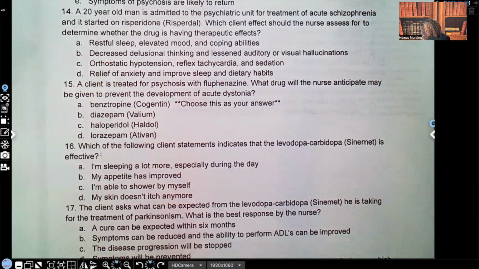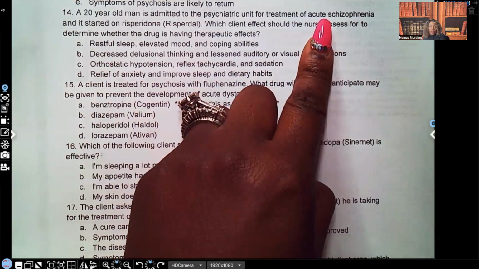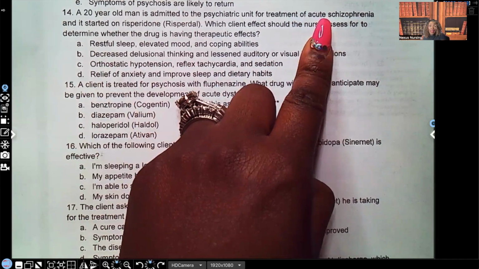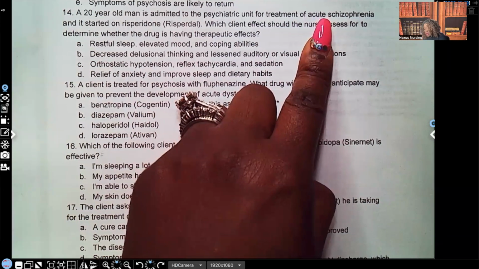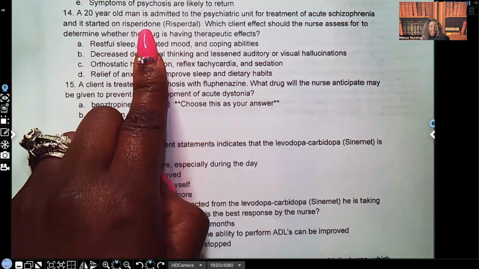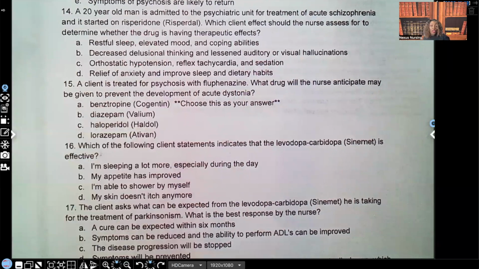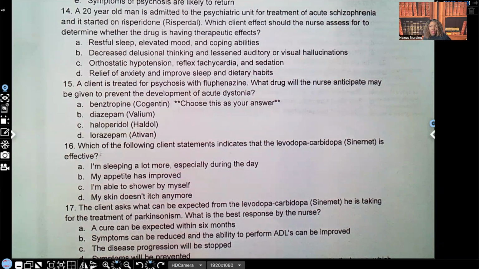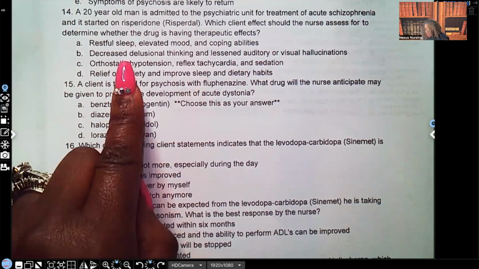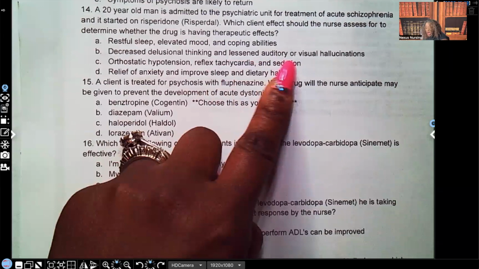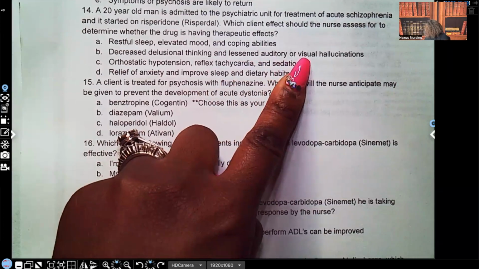So go back to the question. They tell us that the patient's being treated for schizophrenia. Remember, guys, schizophrenia is a psychotic disorder where the patient's having hallucinations. They're on Risperdal, which is an antipsychotic. So which effect should the nurse assess to determine whether the drug is being therapeutic or not? Well, we're giving an antipsychotic for a psychotic disease state. So if we want to know if the medication's working, we should see less of the psychotic manifestations, less of the hallucinations, less of the delusions. There you go right here. Decreased delusional thinking and lessened auditory or visual hallucinations. Now let's look in the textbook.